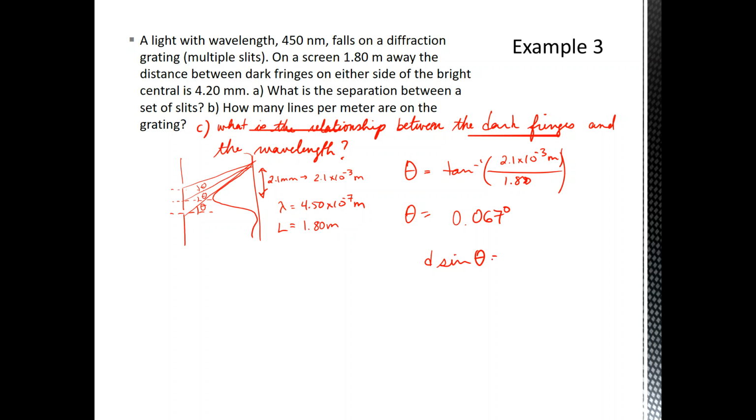What's m in this case? This is the angle to the first dark fringe, right? So is it 1, or is it another number? Remember, it's a double slit experiment, so it should not be an integer. It should be a half integer. So in this case, I'm going to get d sine of 0.07 equal to 1/2 times lambda.